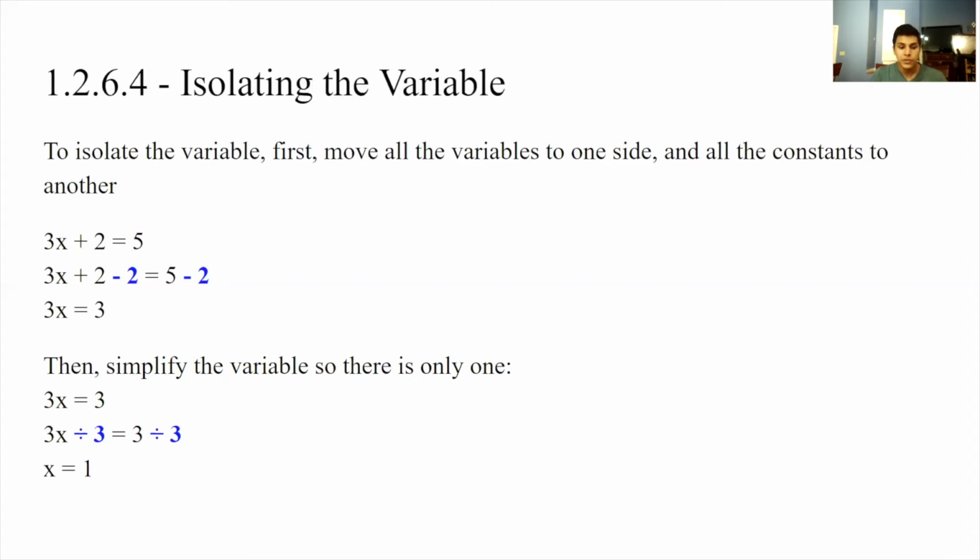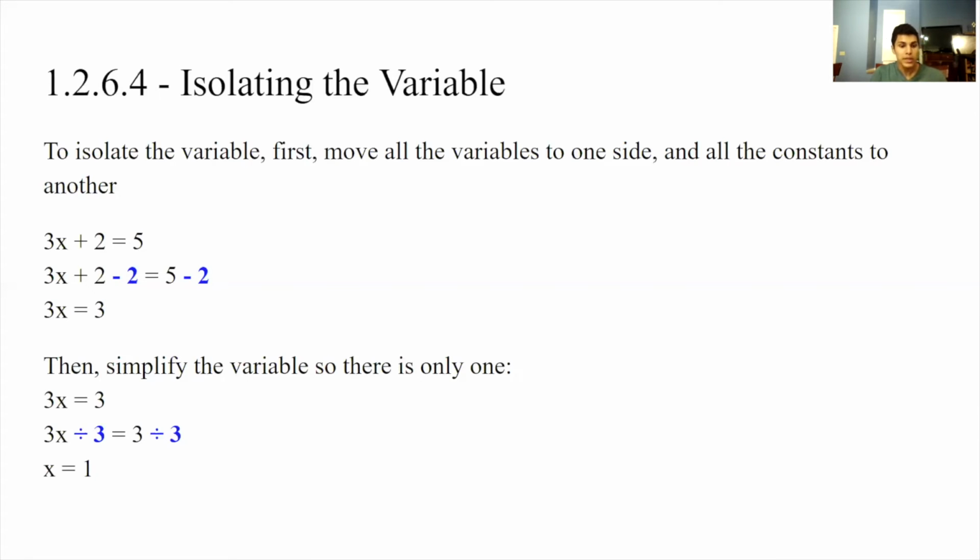And again, we have to do the same thing to both sides of the equation. So on the right-hand side of the equation, we have to divide 3 by 3 to get that x equals 1. The reason is that if we have 3x and we divide it by 3, that leaves us with x. And if we have 3 divided by 3, that leaves us with 1. And that's how you isolate the variable.